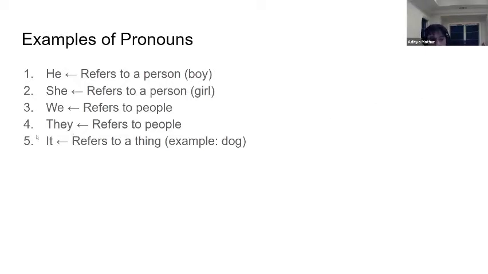So for this last one, it, remember, it isn't talking about a person. It is talking about a thing, like a dog or a cat. So one example is it went to the park. You're talking about a thing that is not a person. So Harsh, can you give an example that has it? It is a book. Yeah, that's right.